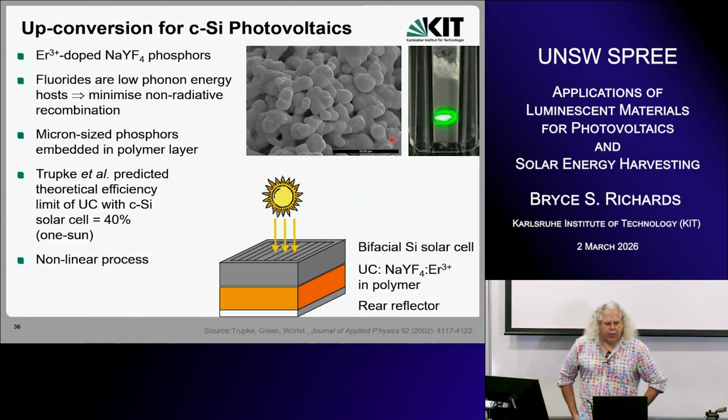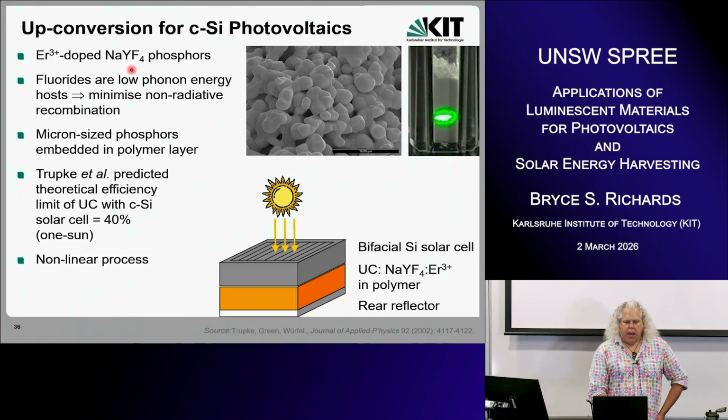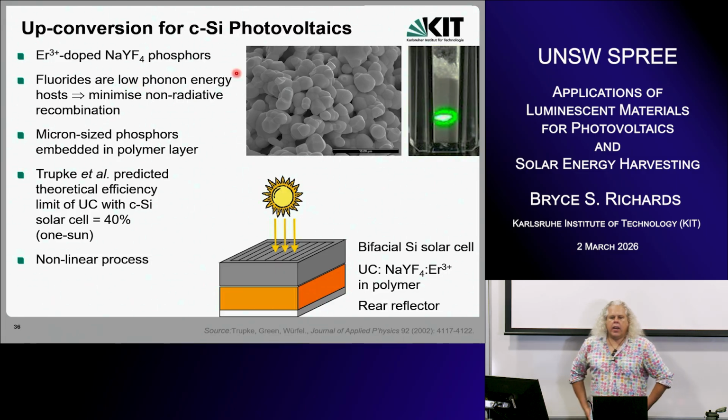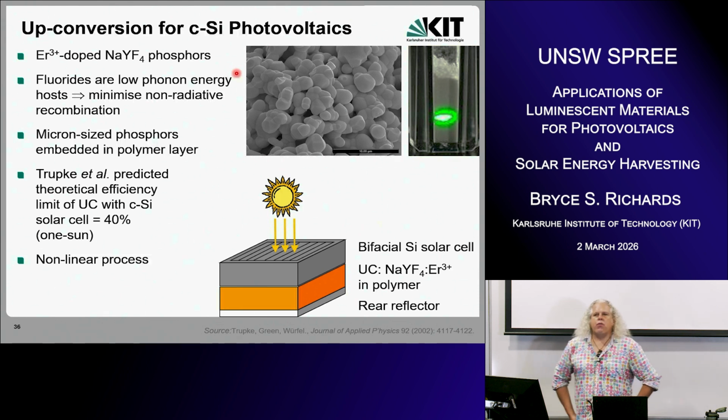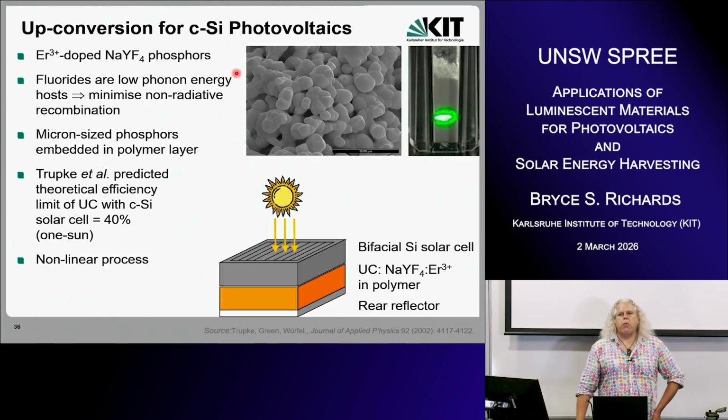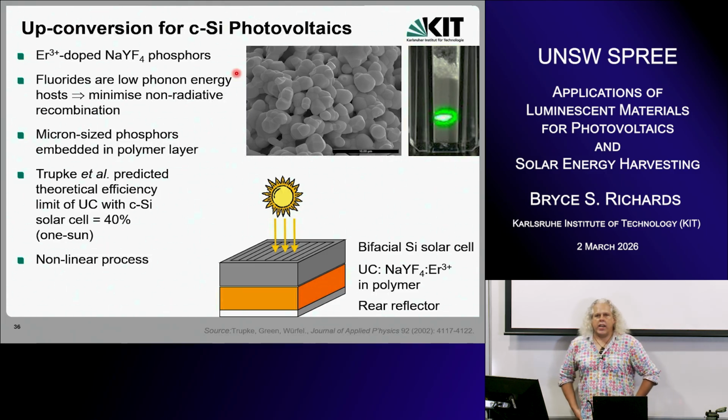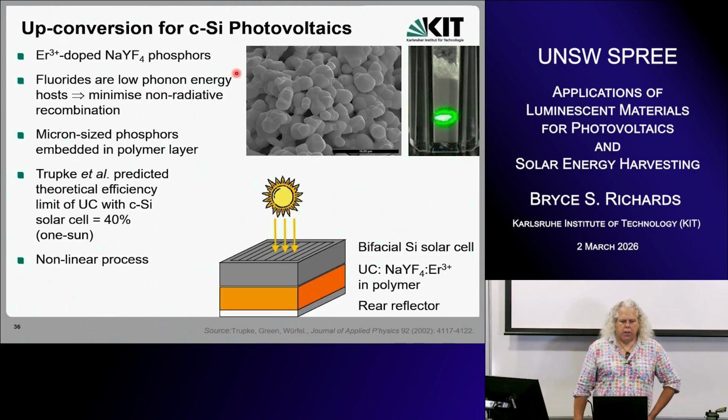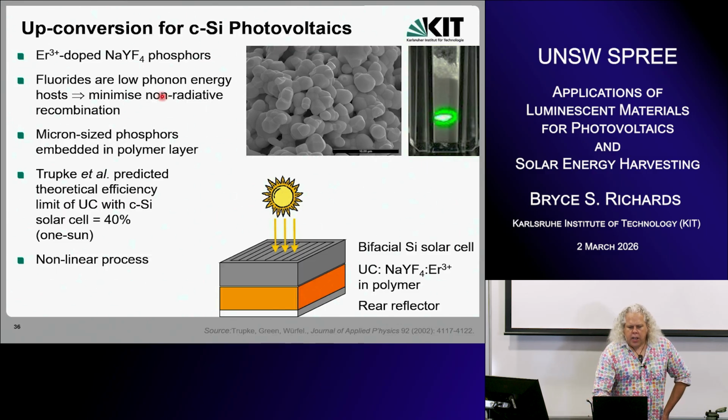So erbium-doped phosphors. These are classically made in a fluoride host. Here I've shown you sodium yttrium fluoride. And why? Because this material has a very low phonon energy. So your lattice vibrations, your phonons, you really want to minimize those because they can facilitate non-radiative recombination, whereas here we only want to maximize our radiative recombination. So these are micron-sized phosphors in this case. You can't see the scale bar there, but they're about 5-10 microns across. And these are embedded in a polymer layer that we put on the back of the solar cell.